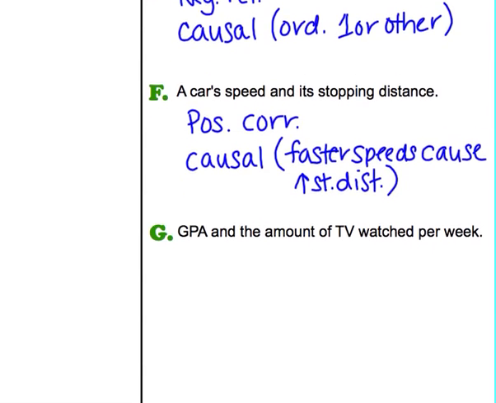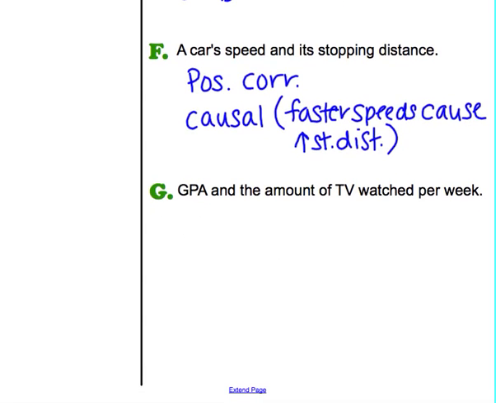Now for this last one, the GPA compared to the amount of TV watched per week. Now some of you might be going, I don't see any relationship, but chances are that the higher your GPA, the amount of TV that you watch per week is probably less because you're probably spending more time studying. Therefore, this I would say is a negative correlation.